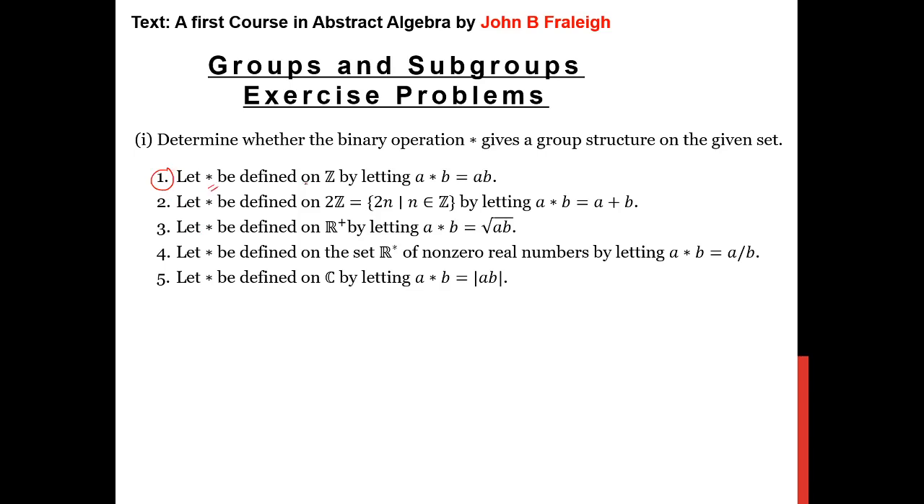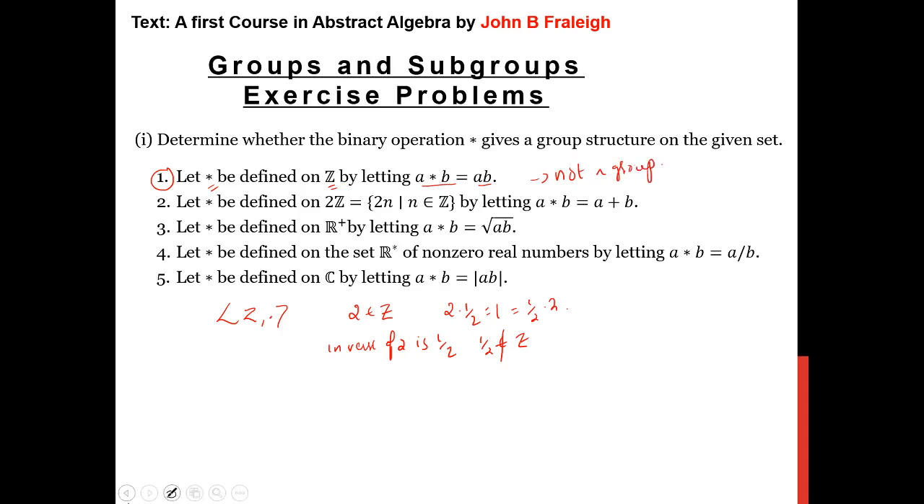Let star be defined on Z by letting a star b be equal to a times b. Actually, this is the dot product. Is Z with dot a group or not? We know that if 2 belongs to Z, then 2 times 1/2 equals 1/2 times 2, so the inverse of 2 is 1/2. But 1/2 doesn't belong to Z. So the inverse of an element in Z doesn't belong to Z. So it is not a group.